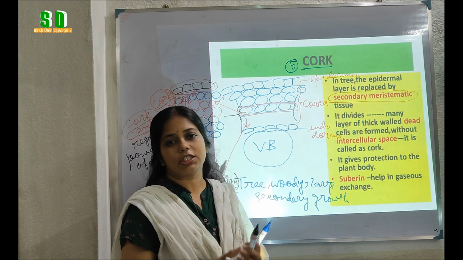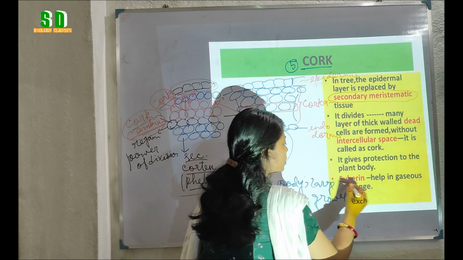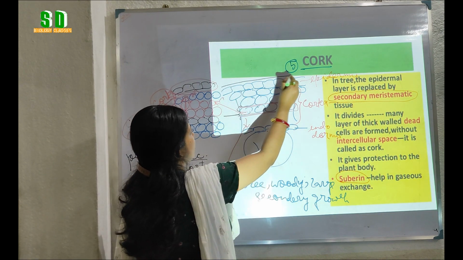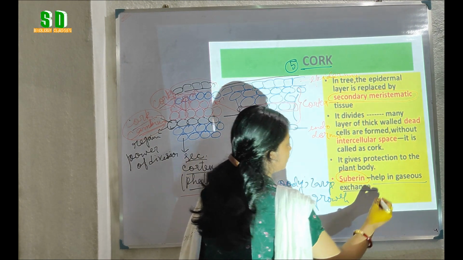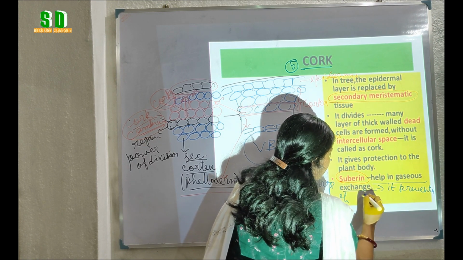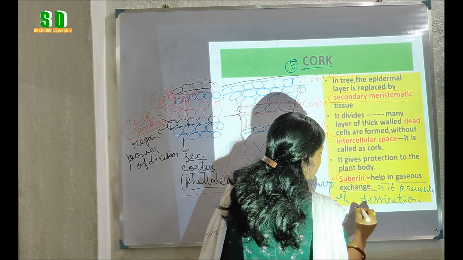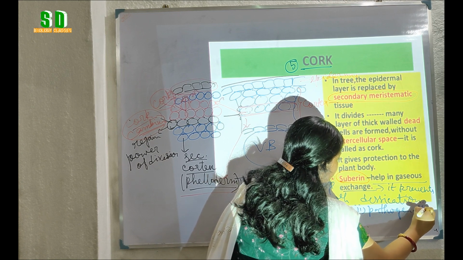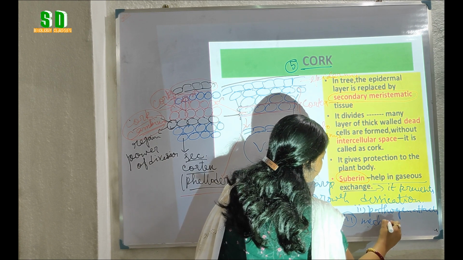But how does gaseous exchange occur in the stem part of woody trees? The gaseous exchange occurs due to the deposition of suberin on the epidermal layer. In addition to this function, suberin has some other functions also. It prevents desiccation, that is water loss. It prevents pathogenic attack, and also it prevents other mechanical injury.